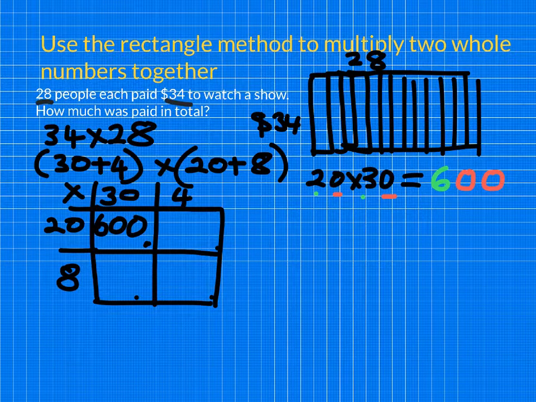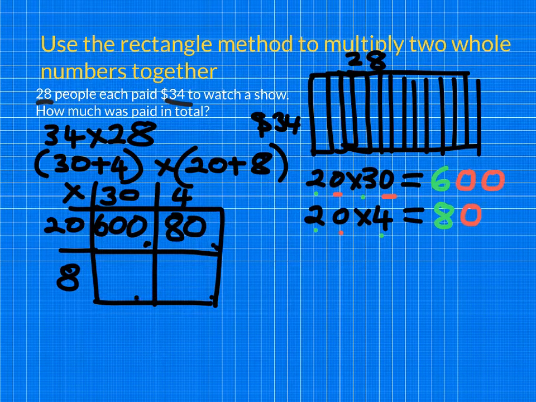It doesn't matter the order in which you work out these answers. So this one would be 20 times 4. Now let's break it down to make it nice and simple. 2 times 4 is 8. And then we will have just our 0, because it wasn't 2, it was actually 20. And therefore 20 times 4 will be 80.